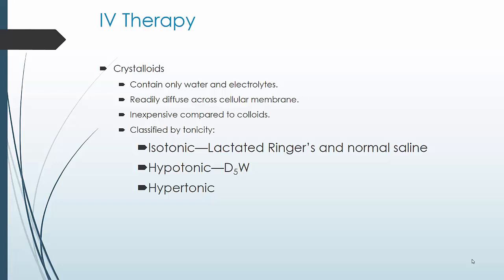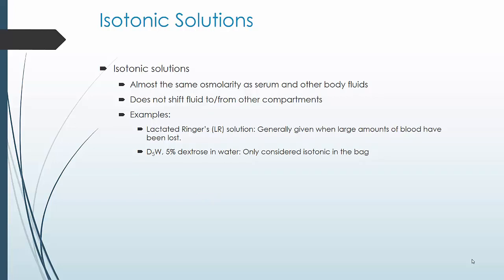Now, these crystalloids are going to be classified by their tonicity, whether they are isotonic, hypotonic, or hypertonic. Some things may be classified as isotonic in the bag or hypotonic in the bag, but then they may change as they diffuse across very readily. All right, so your isotonics have almost the same osmolarity as your serum and your bodily fluids, and this is not going to cause an overall fluid shift to or from other compartments. So lactated ringers, typically if we give this, they've lost a fair amount of blood or something, and it is not going to cause an overall shift in fluids.